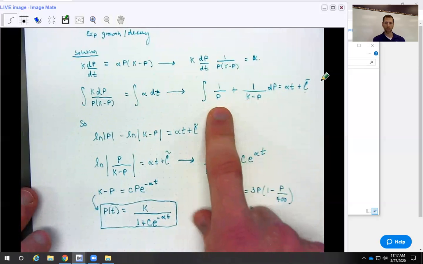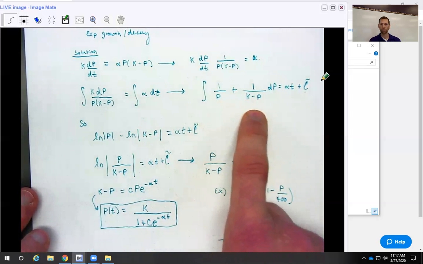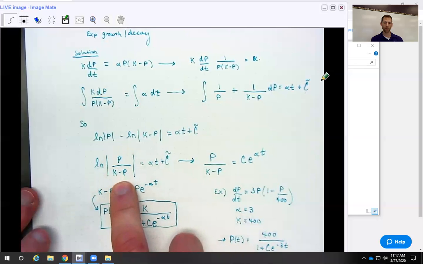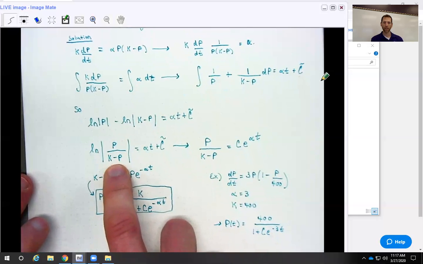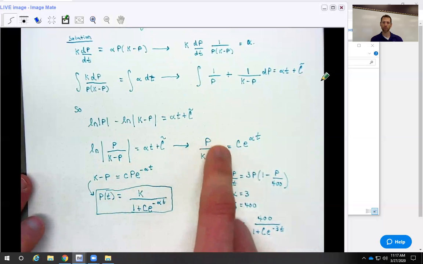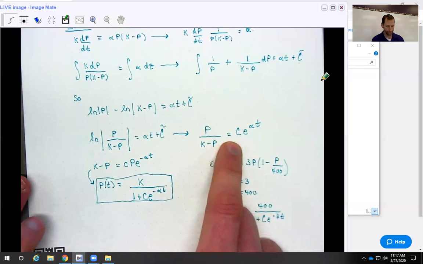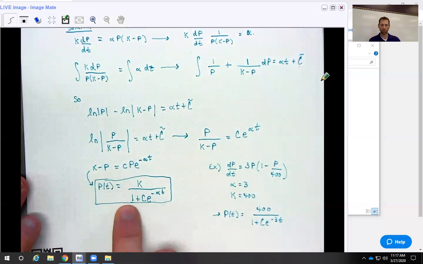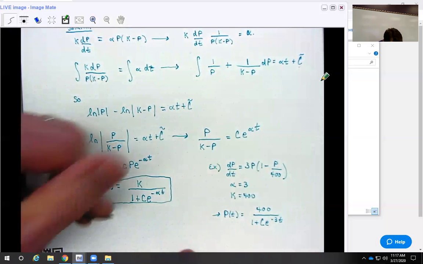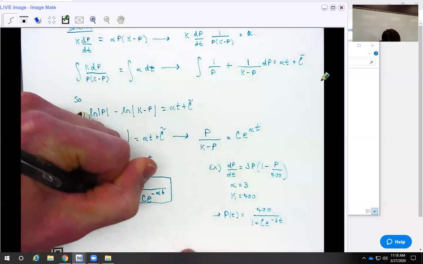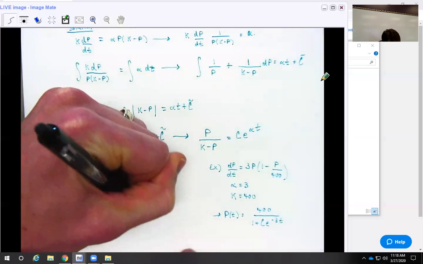So we integrate this to get natural log of p and then a minus natural log of k minus p. You can combine the natural logs, and then we can exponentiate both sides. And what's beautiful, I can drop the absolute value sign because that's always going to be a positive quantity. And if I solve for p, you end up with this in the box, and we call this the logistic function.